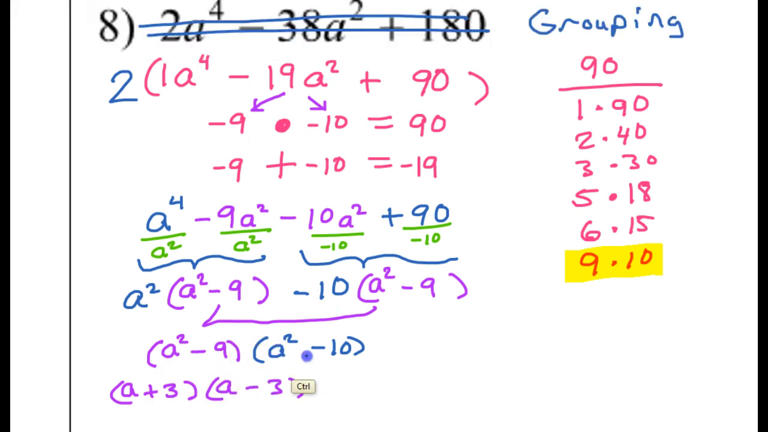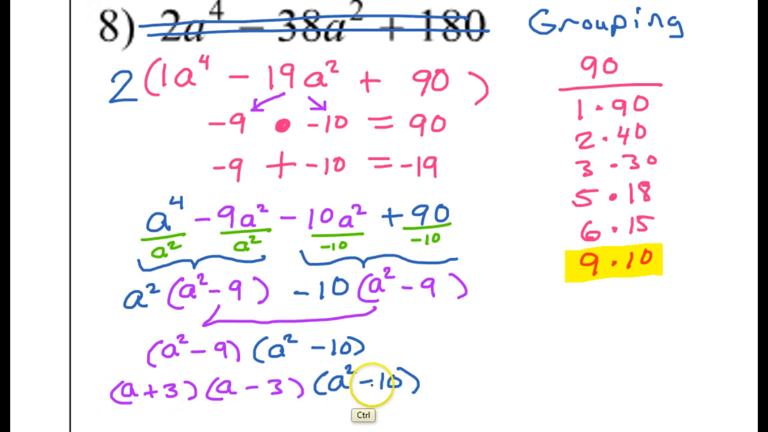Now, can I also factor the a squared minus 10? Is this going to be a plus 5, a minus 5? No, that would be 25. 10 is not a perfect square. So this is not the difference of squares, so it's unfactorable. So I'm just going to leave this as a squared minus 10.